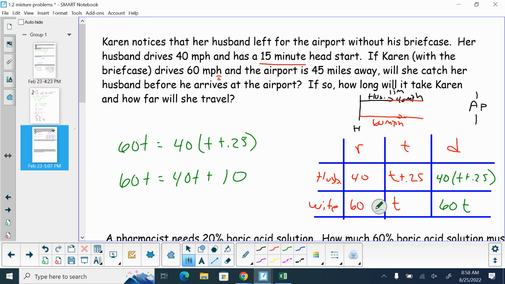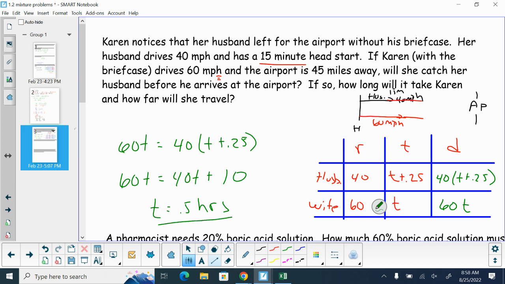How long does it take for the wife to catch him? What's the time that she travels? Sarah? 0.5, which would be 0.5 hours. Half hour. It takes a half hour for her to catch up.